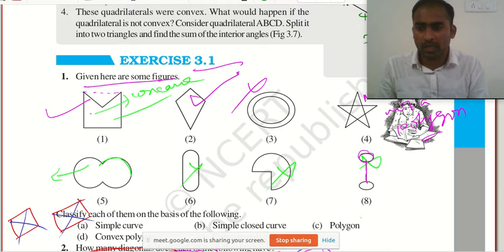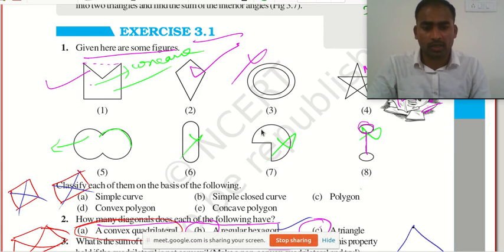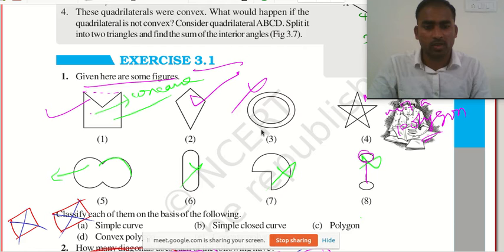Here we are having different polygons. Now I need to discuss whether each is a simple closed curve, a simple curve, a polygon, a convex polygon or a concave polygon. First of all, I will tell you about this one. This is in the form of a circle. Is a circle a polygon? Circle is not a polygon. Yes, sir. Okay.